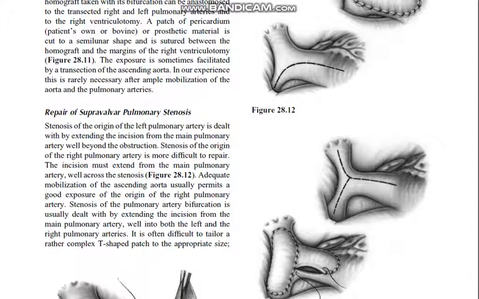Repair of supravalvular pulmonary stenosis. Stenosis of the origin of the left pulmonary artery is dealt with by extending the incision from the main pulmonary artery well beyond the obstruction. Stenosis of the origin of the right pulmonary artery is more difficult to repair. The incision must extend from the main pulmonary artery well across the stenosis. Adequate mobilization of the ascending aorta usually permits a good exposure of the origin of the right pulmonary artery.